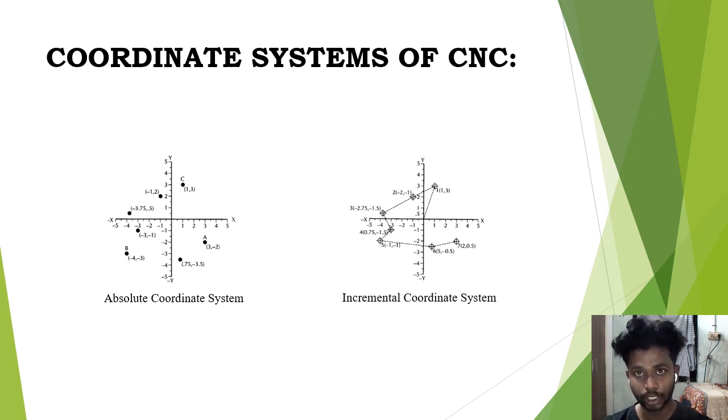That is what the incremental coordinate system does. It increments the value that is given as the input. If the initial position is 0, 5, and I ask the machine to increment it by 10, then 10 is added in the y direction, giving the final position as 0, 15. So that's the basic difference between the absolute coordinate system and the incremental coordinate system.